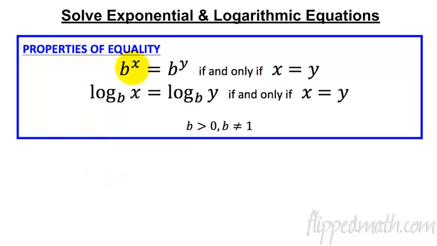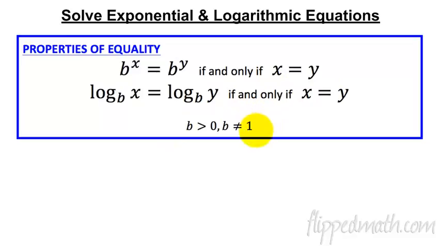And what we do with that is if you have bases that are the same, notice here we have a b base and a b base. If those are the same, then we can just take the exponents, x and y, set them equal to each other and solve. Real simple. Same with logarithms. If you have bases that are the same, you can basically just say, hey, those bases are gone, and it's just x and y, and then you can solve it.